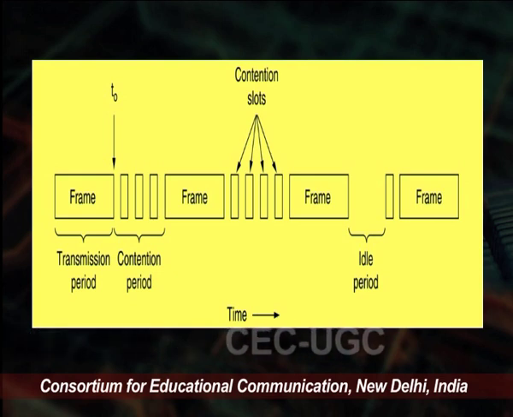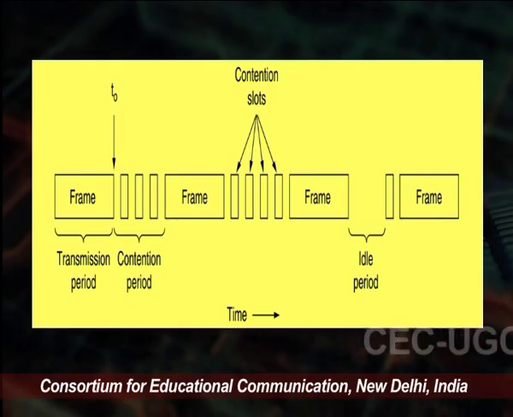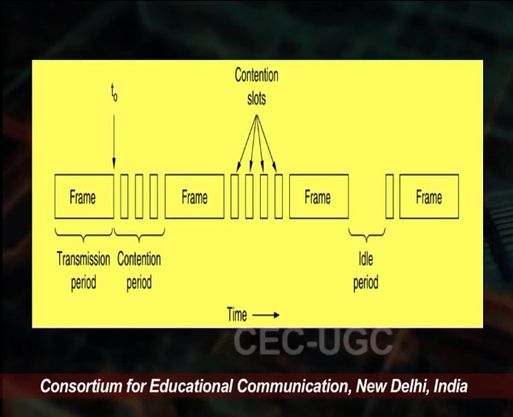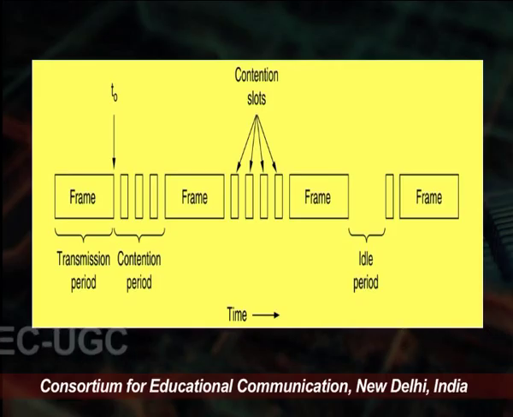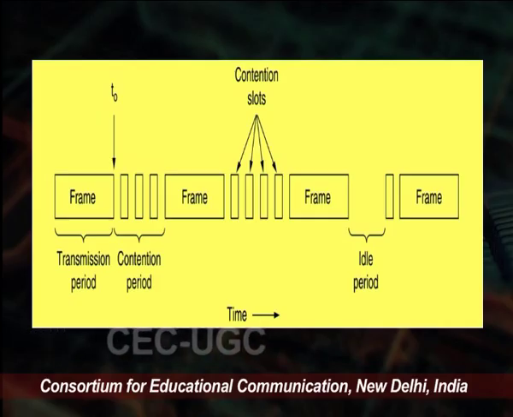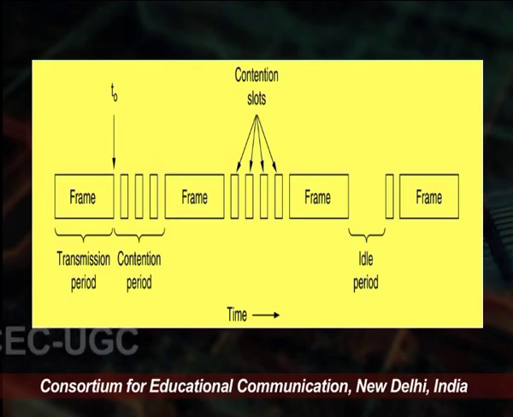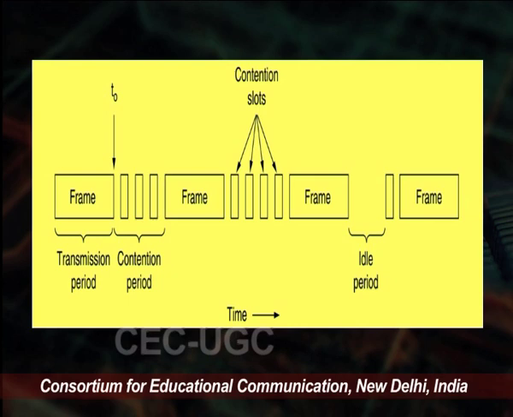Now, we need to look into these contention slots or contention periods, because the transmission period is very clear: a frame is being transmitted, and as they are simple CSMA protocols, the carrier is being sensed. So, when a frame is being transmitted, definitely no one else is going to transmit at that time because the channel is busy. The idle period is obviously a period when stations want to transmit, but what about this contention period?